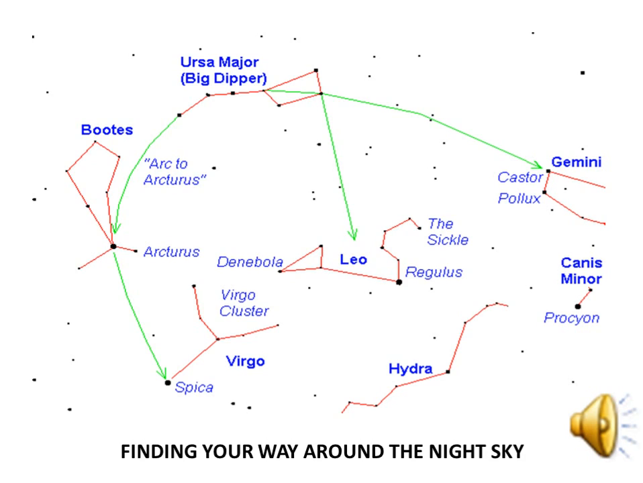Instead of pointing up to Polaris, we can point down to Leo. And using the curve in the handle, if we follow that, we can run into the constellation Bootes. So it's like a treasure hunt. You find one thing and it leads you to something else. I hope you enjoy it.